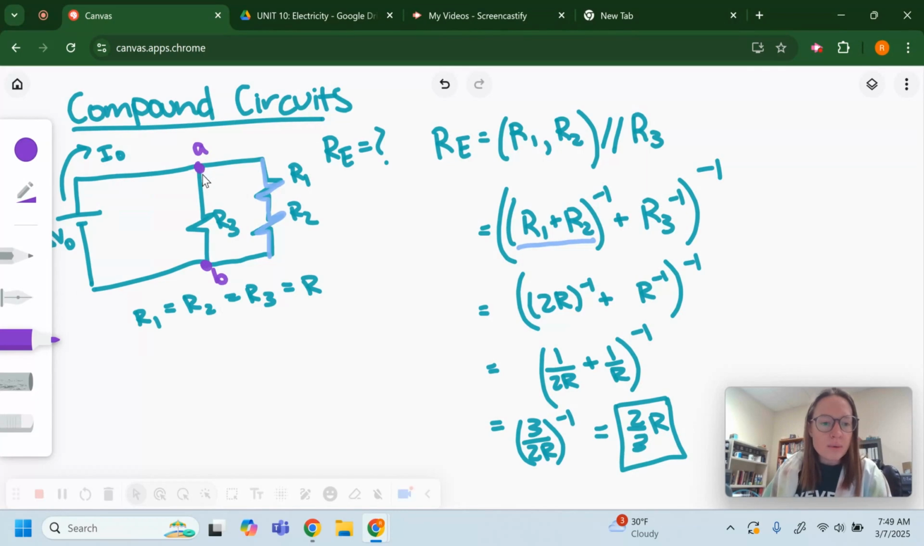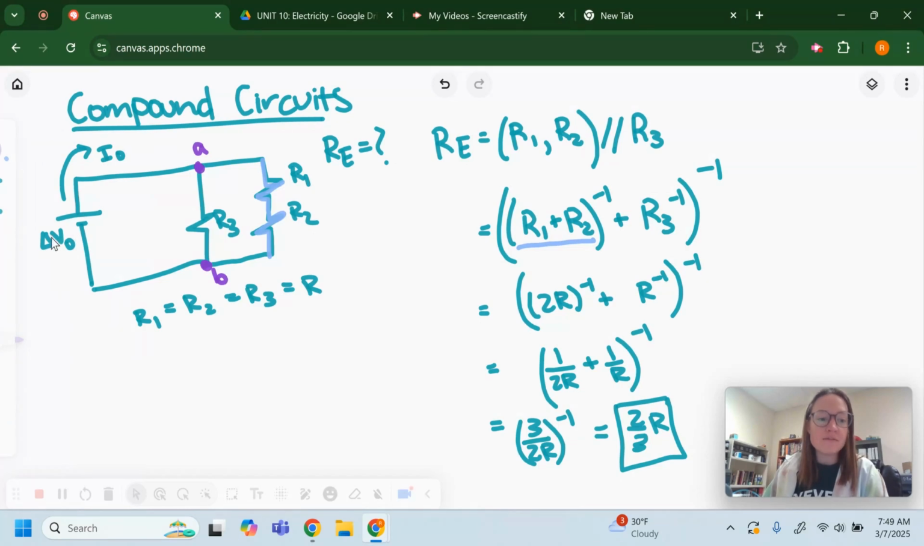Do you agree that between points A and B, the potential difference is V naught? So across this third R3 right here, the potential difference across R3 is V naught. That also means, because this end of resistor 1 is connected to A and this end of resistor 2 is connected to B, that the voltage drop, the potential difference across R1 and R2 is also equal to V naught. So you have the same voltage drop here as you do here.